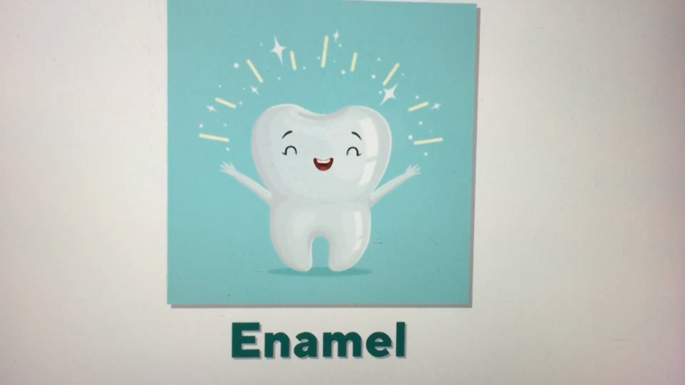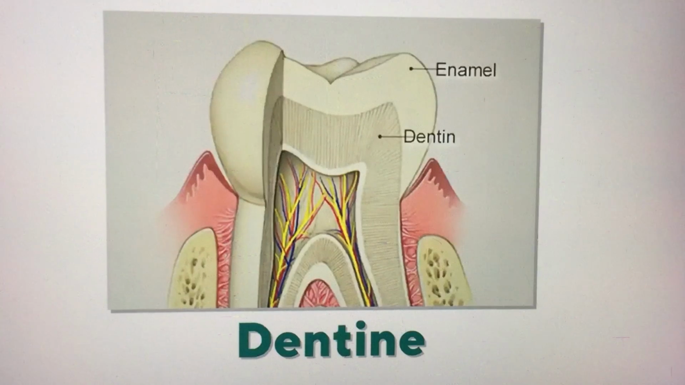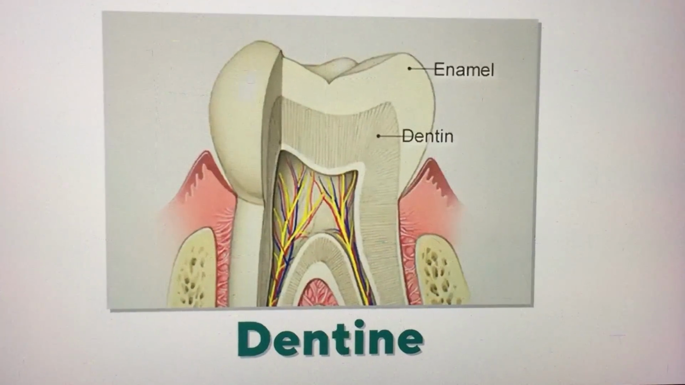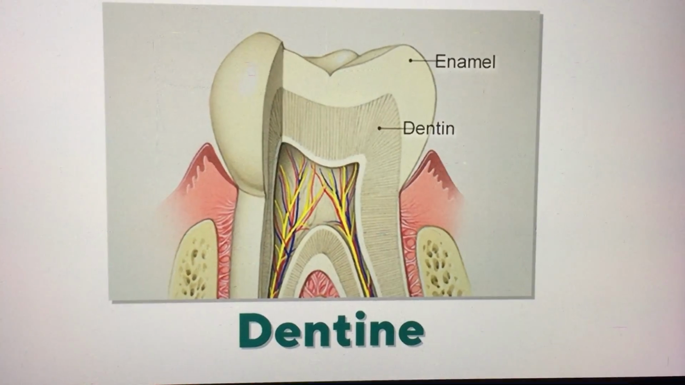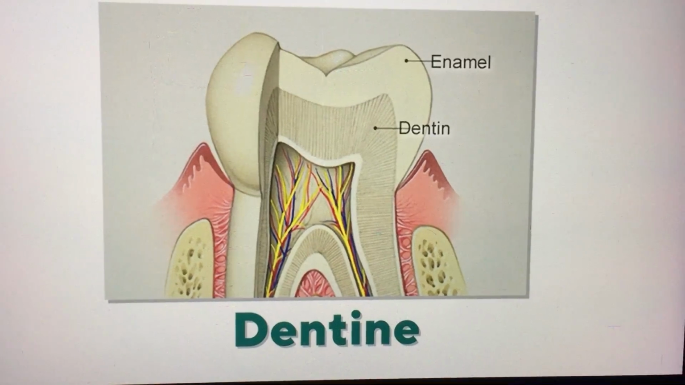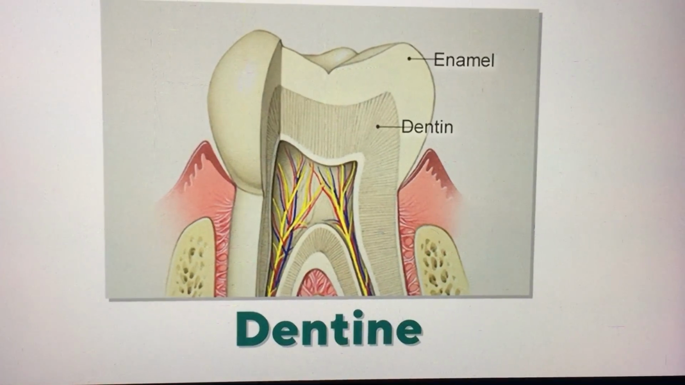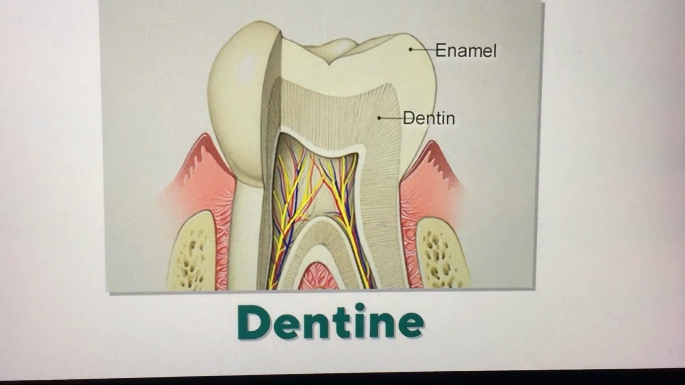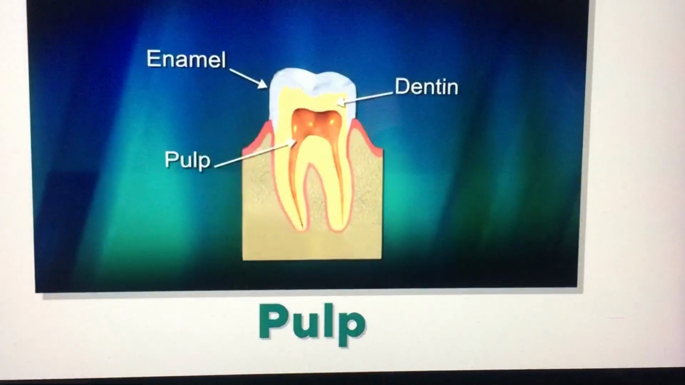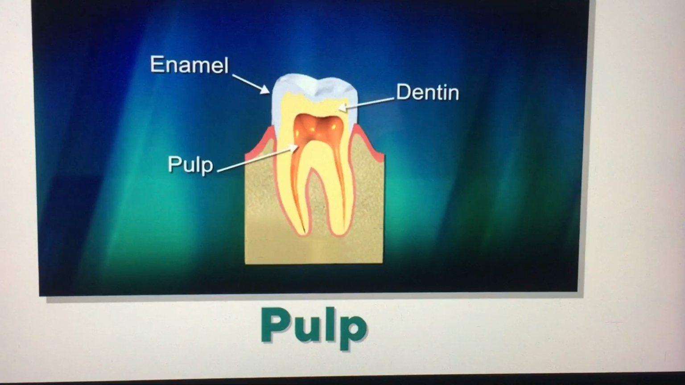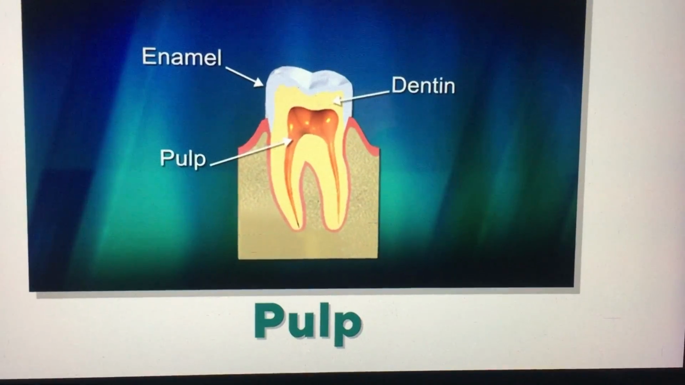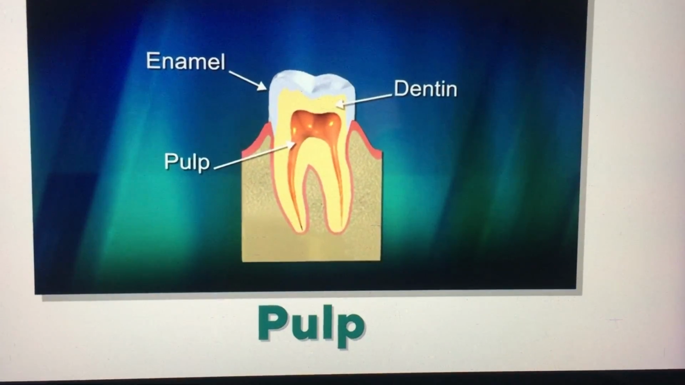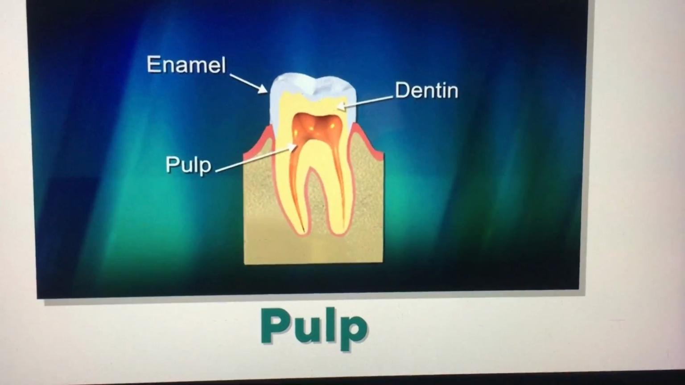Below the enamel is the second layer called the dentine. It provides support to the enamel. Dentine transmits impulses from the enamel to the pulp. The third layer under the dentine is the pulp. Pulp is a soft area that contains nerves, blood vessels, and connecting tissues. This supplies nutrients and moisture to the teeth.